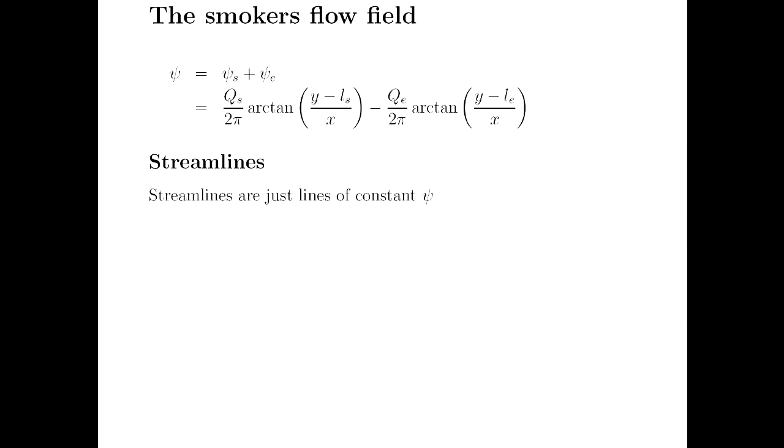Now we want to plot the streamlines for this flow, and we know streamlines are just lines of constant psi. So C, our constant, is equal to our stream function. And in MATLAB, it is very easy to visualize this flow. The first step is to set up our X and Y grid. In MATLAB, there's this function called meshgrid. Has anyone used meshgrid before? Yes, some of you have.